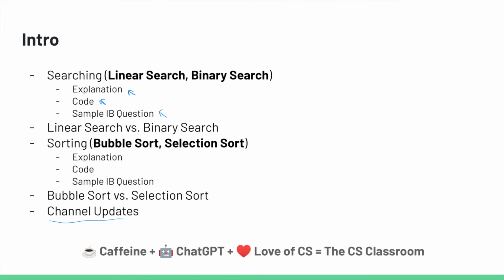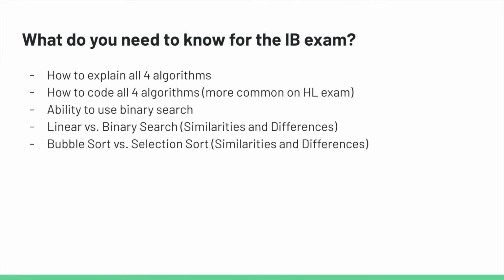Let's get started. Before we actually get into linear search, our first search algorithm, I want to talk about what exactly you need to know for the IB exam. So one thing you do need to know is how to explain how all 4 algorithms work. So how linear and binary search work, and how bubble sort and selection sort work. And perhaps the most common type of question linked to this topic is writing a text-based description of how any one of these algorithms work.